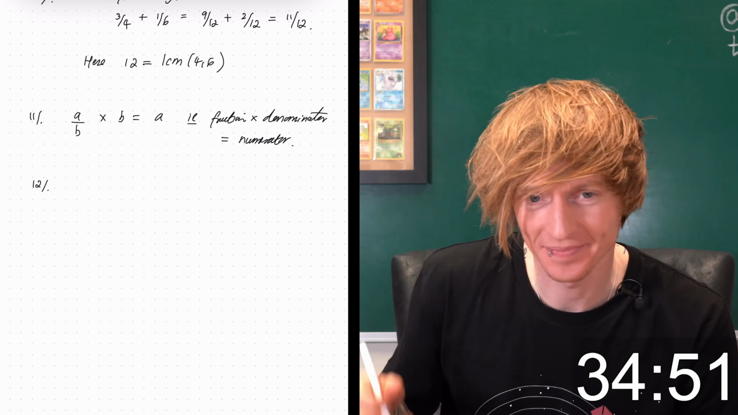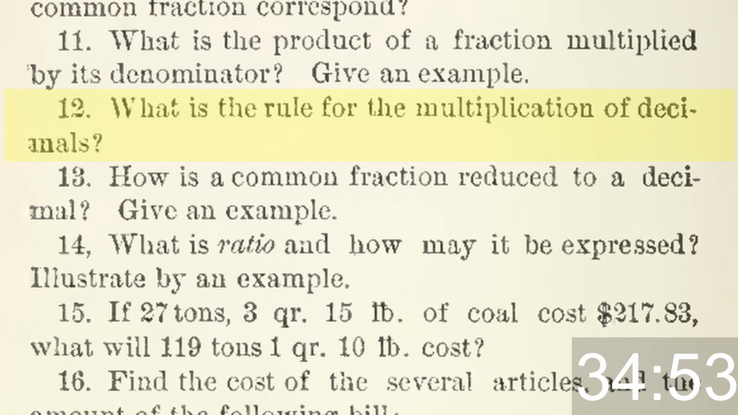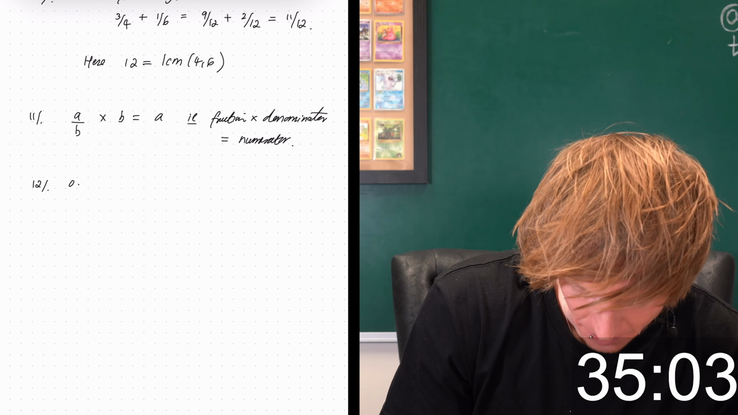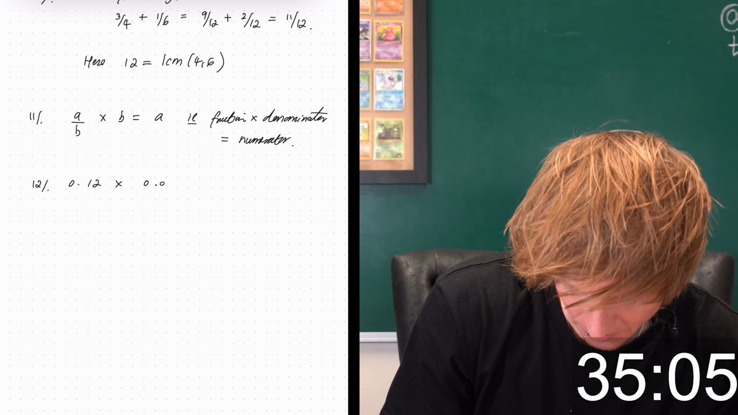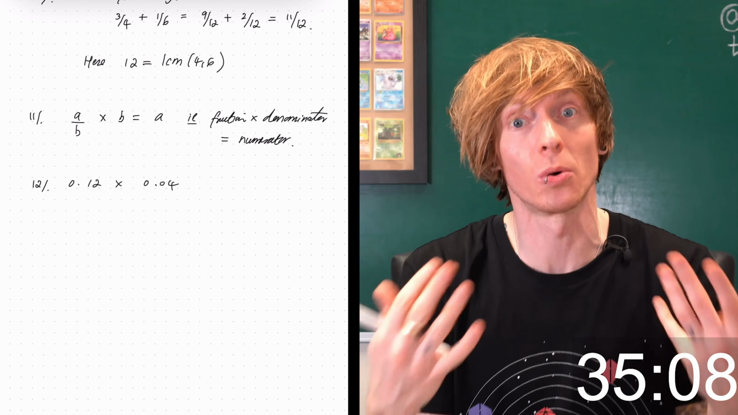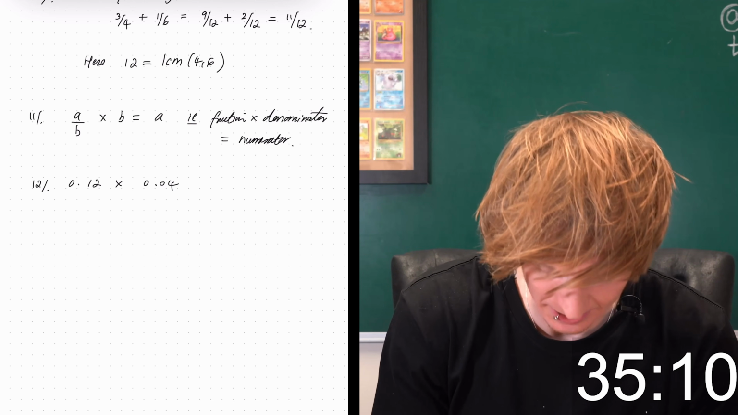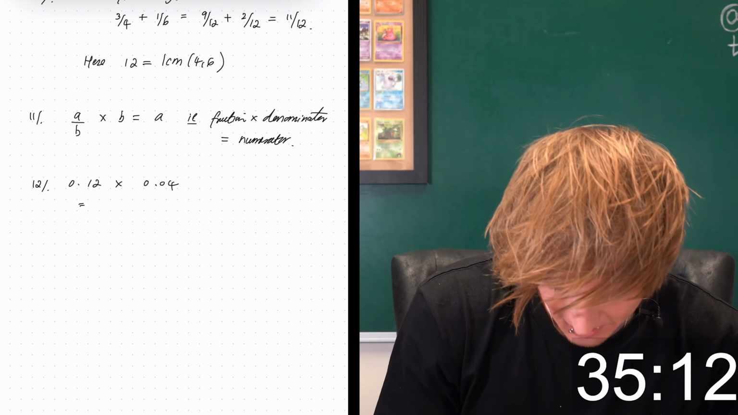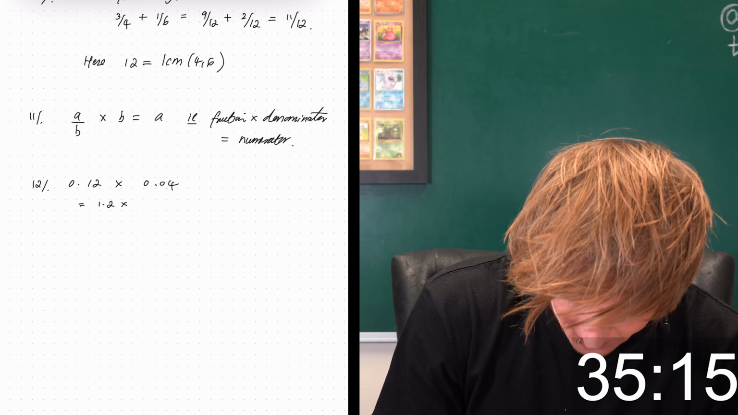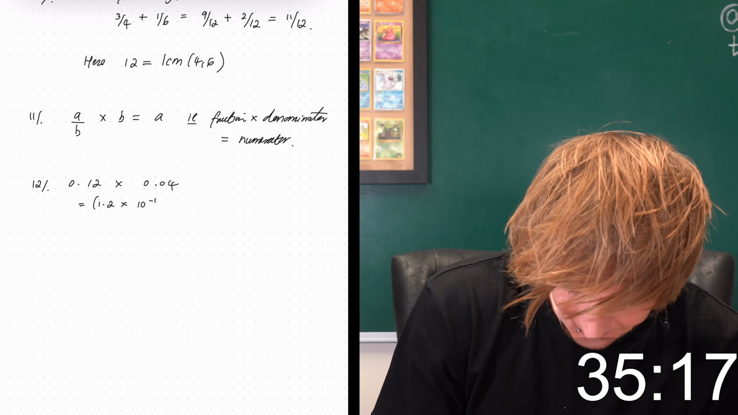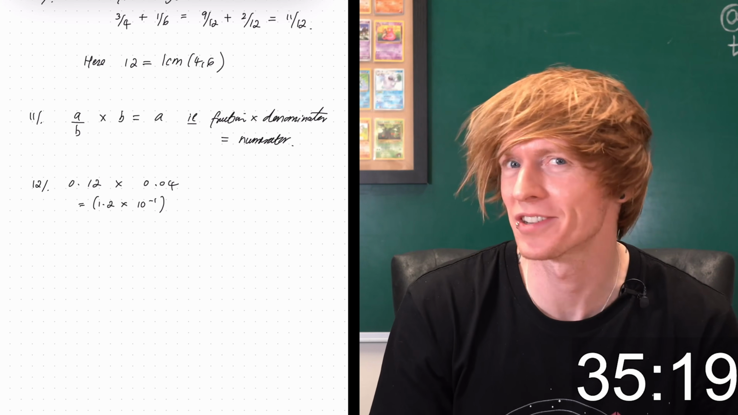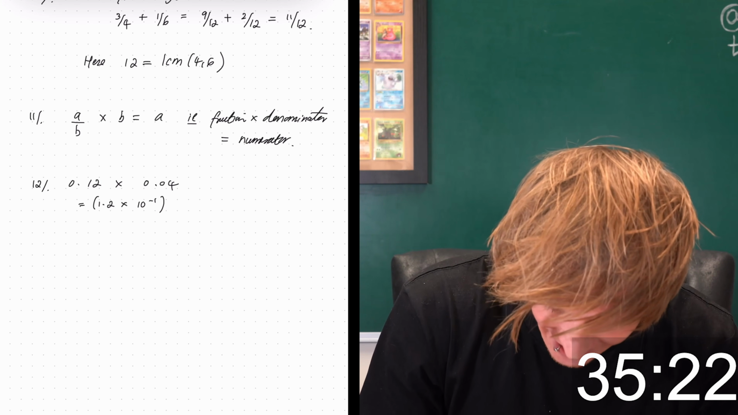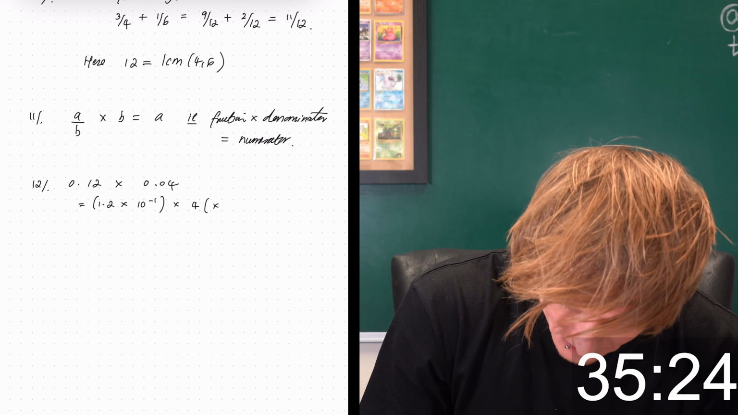12. What is the rule for the multiplication of decimals? Okay, let me think. So if I have like 0.12 times 0.04, how would I do this? What I would do is say that's 1.2 times 10 to the minus 1. I put it in standard form, which I'm pretty sure is not what was done in 1866, times 4 times 10 to the minus 2.